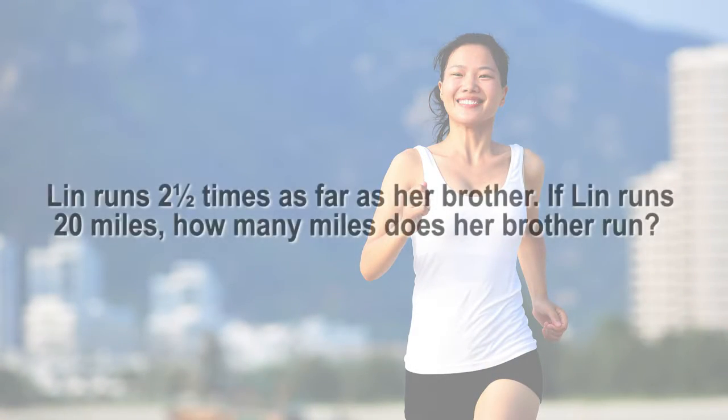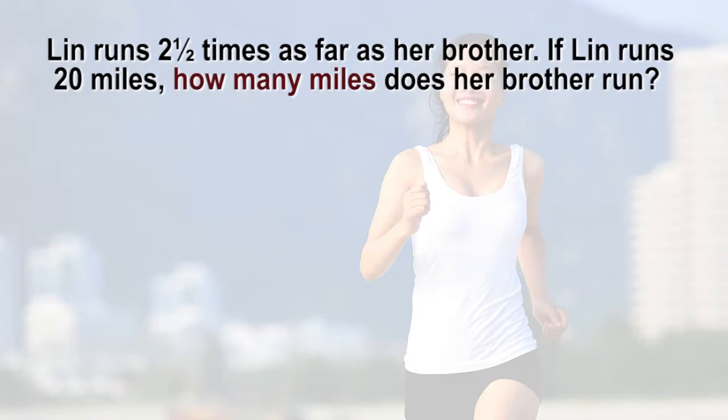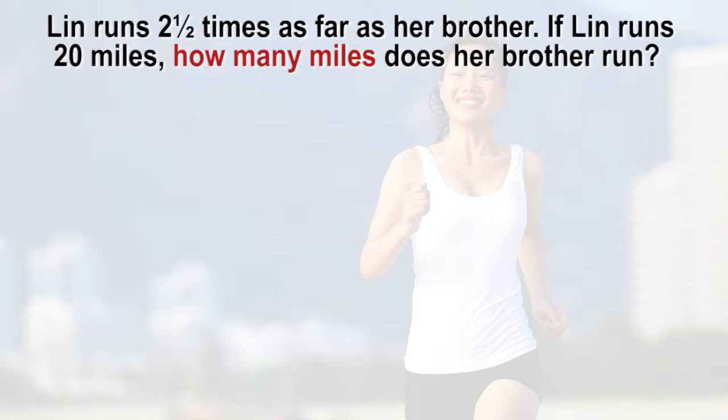Let's solve one more problem. Lynn runs 2.5 times as far as her brother. If Lynn runs 20 miles, how many miles does her brother run? In this problem, the brother's distance is unknown. We will represent the brother's distance with the variable b. 2.5 times the brother's distance is 20. This is represented by the equation 2.5 times b equals 20.